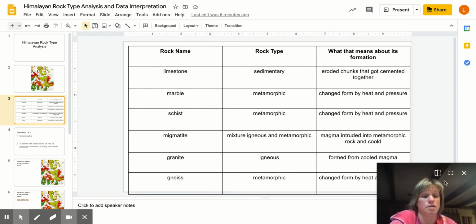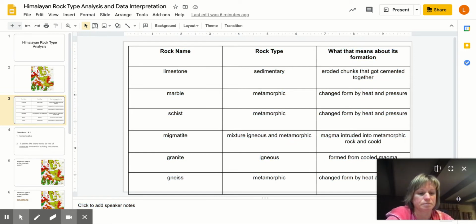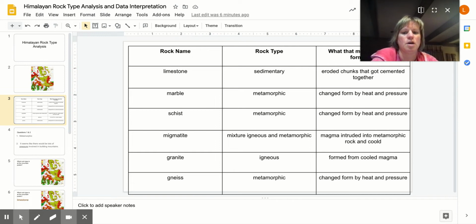And I will share with you, I developed this lesson new for this year. And I had to look up what migmatite was. And I found that it is a mixture of igneous and metamorphic, and that it's generally metamorphic rock that's been intruded by magma, and then the magma's cooled. So a mix of those two. Granite is definitely an igneous rock formed from cooled magma. And remember, we pronounce this metamorphic rock gneiss, that it's a metamorphic that's also changed form by heat and pressure.